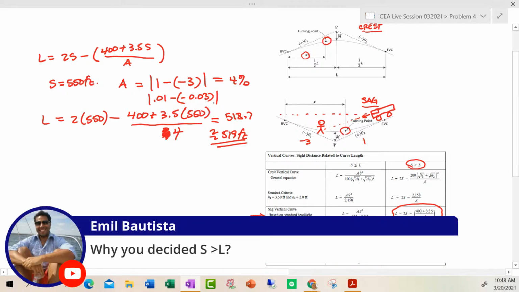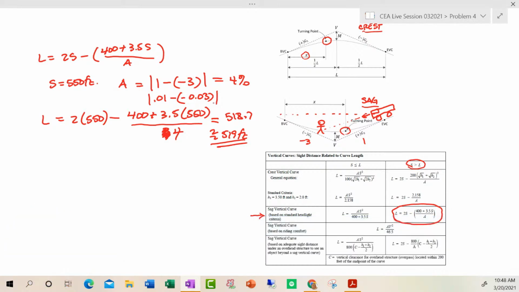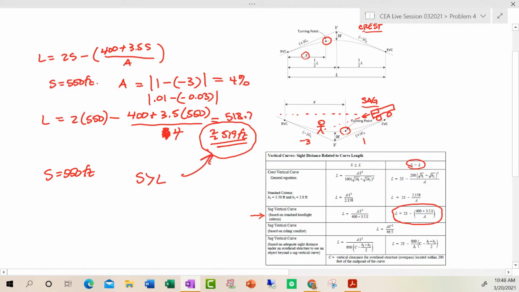Another question that came up is, why did you decide S is greater than L? Because that is the standard assumption that you go in with, and we can verify that as soon as we go through the calculation. We've calculated that our L is 519, and we were told at the beginning that our S was 550. So even though I arbitrarily picked that at first, I've just verified that my S is greater than my L with that number right there. Now, if that wasn't the case, you would go back and use the other equation. You'd use this bad boy right here.